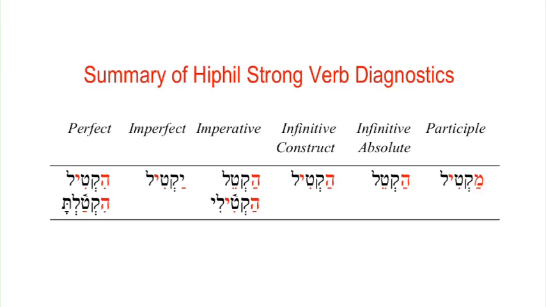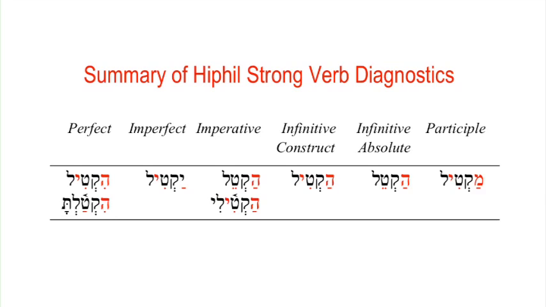In the imperfect and participle, you will see the pathach under the imperfect preformative or the participle prefix, followed by the hireq yod stem vowel, also interchangeable with tsere. In the imperative, the infinitive construct, and the infinitive absolute, the he pathach prefix marks these forms as Hiphil, and then the stem vowel is a variable between hireq yod and tsere.